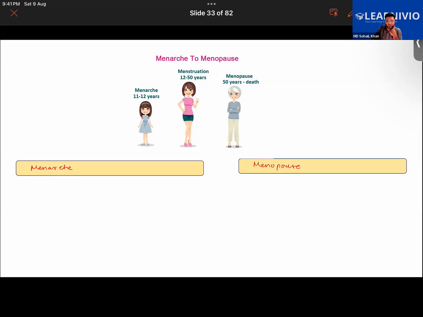So when the first menstruation takes place, when the first menstrual cycle starts, that is called menarche. And that starts at the age of puberty, that is around 11 to 12 years. So menarche is basically the first menstrual cycle. It occurs at puberty, that is around the age of 11 to 12 years. But it may vary from person to person.